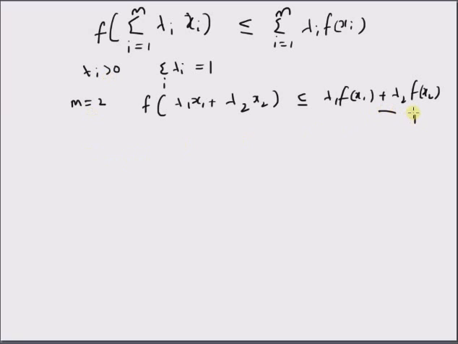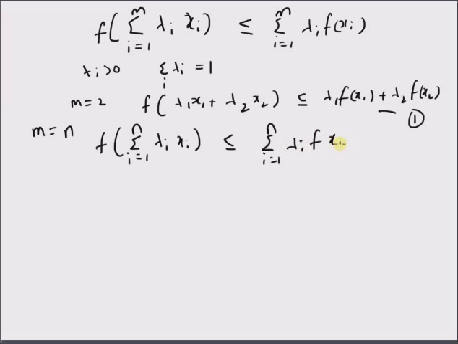So this is equation 1. And now we assume that the theorem is true for m equal to n. Our goal is to prove that it is also true for m equal to n plus 1. So for m equal to n, we have f of summation i equal to 1 to n lambda i xi is less than or equal to the summation i equal to 1 to n lambda i f of xi.